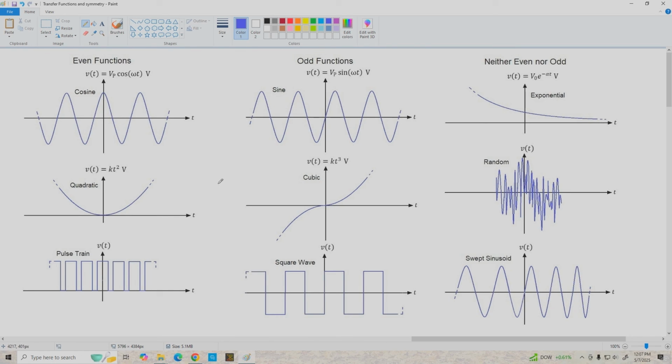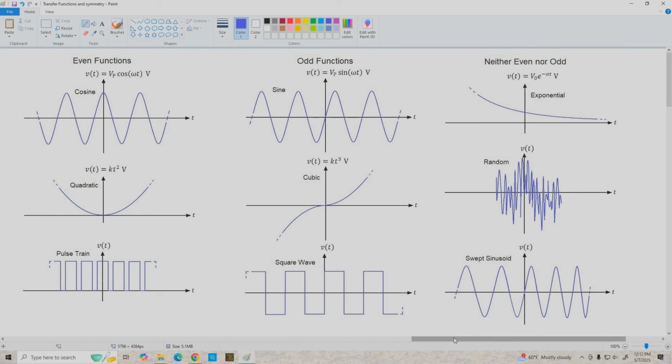Now coming over to the middle, we've got some odd functions: the sine wave, a cubic equation, and down at the bottom we have another square wave. This one does not have a DC offset, and it's got odd symmetry, very similar to the sine function. Then finally we've got functions that are neither even nor odd. Again, the decaying exponential, a random voltage here that just fluctuates all over the place, and a swept sinusoid.